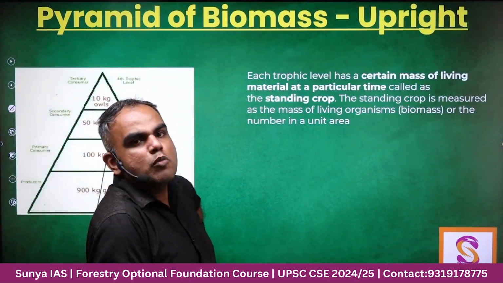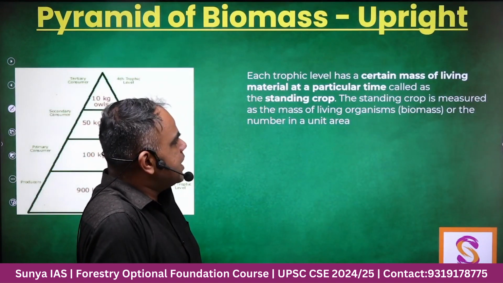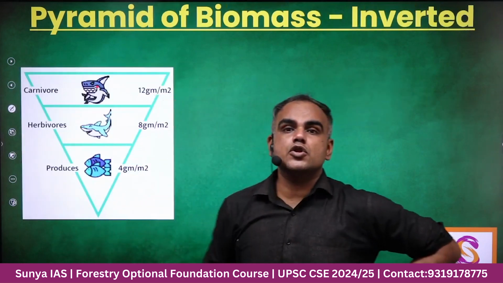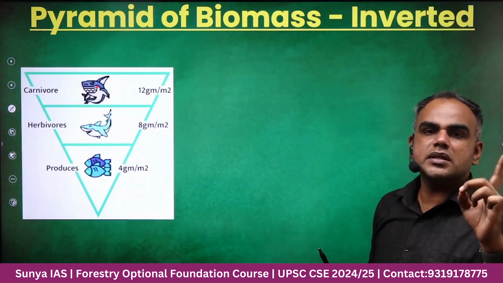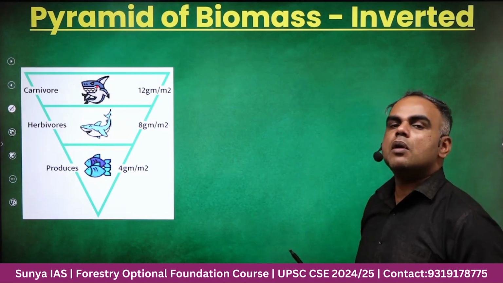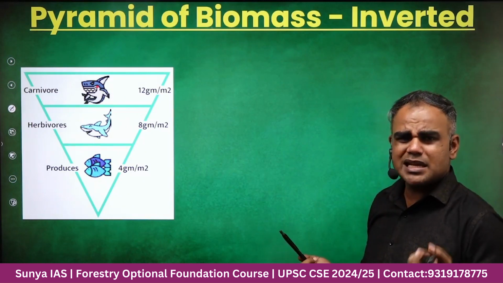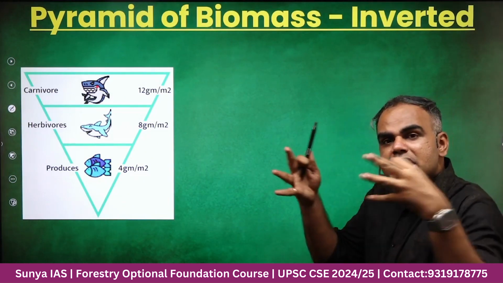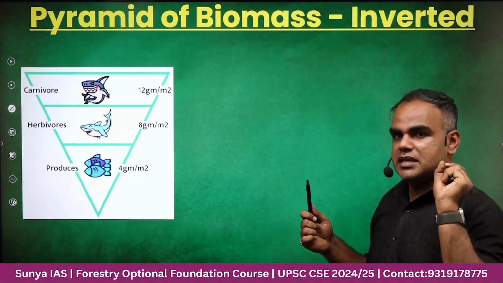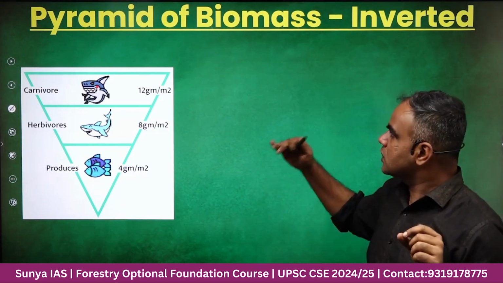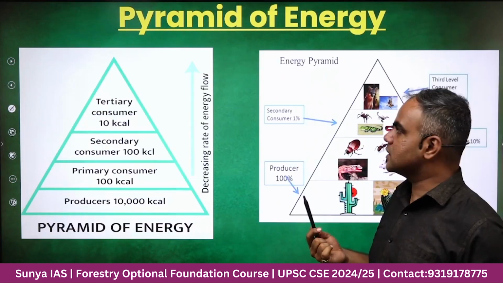In pyramid of biomass, of course, it can be upright, but it can be inverted also. Inverted in case of aquatic ecosystems, because if you measure the weight of, let's say, planktons, phytoplanktons, while they're too many in number, weight wise they are very less, they are very microscopic. So this will be an inverted pyramid of biomass.